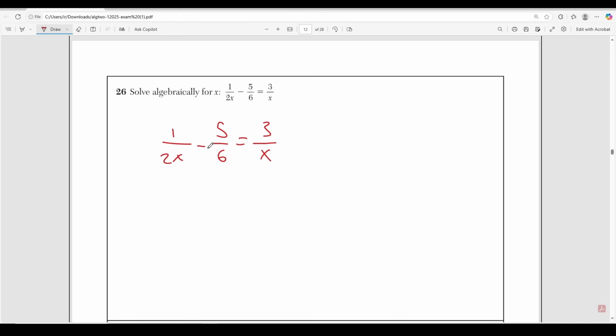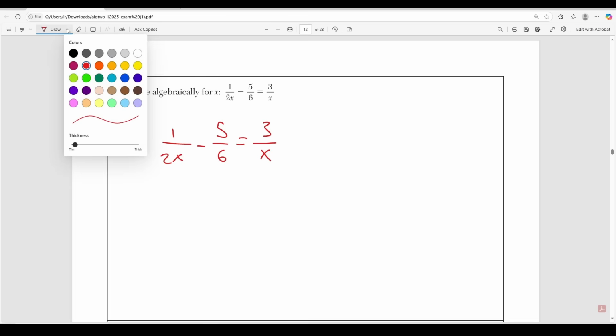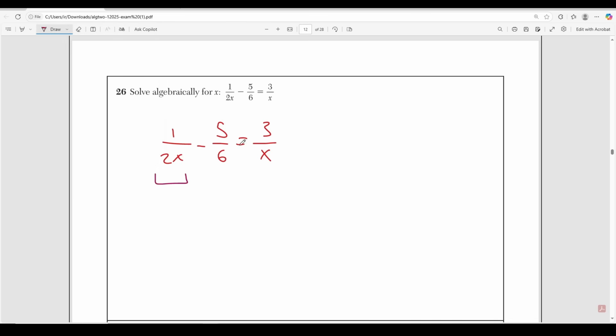So what are my like terms? Well, I know that any term with an x is going to be like, and any term with a number is going to be a like term. In this case, I only have one term that's just made fully of numbers, 5 over 6, but I have two terms that have x in it. So I know that these two terms right here, this 1 over 2x and this 3 over x, are going to be like terms, so I can combine them.